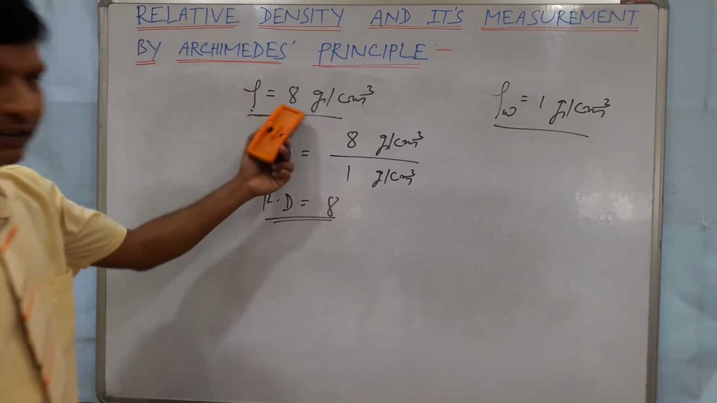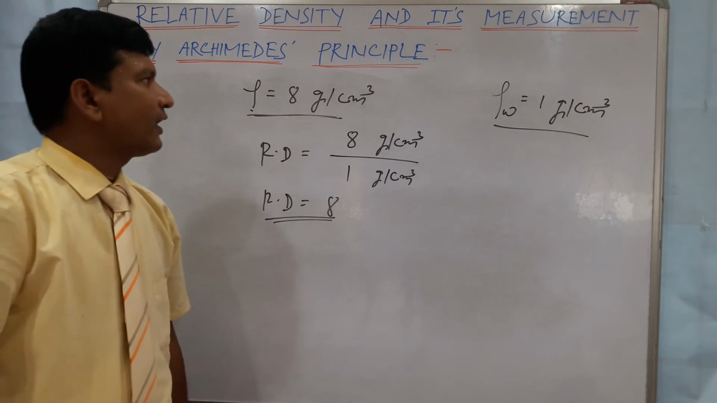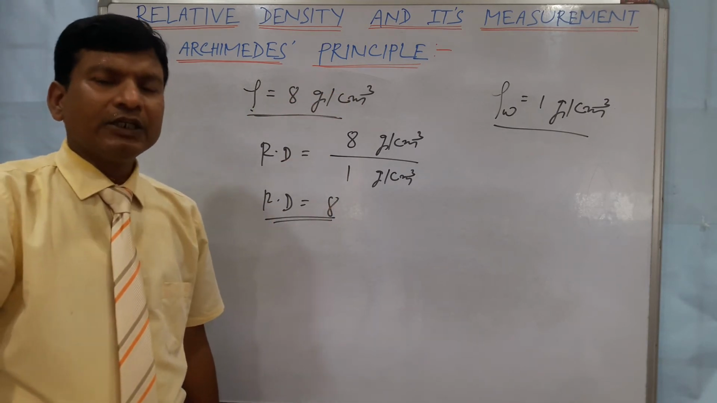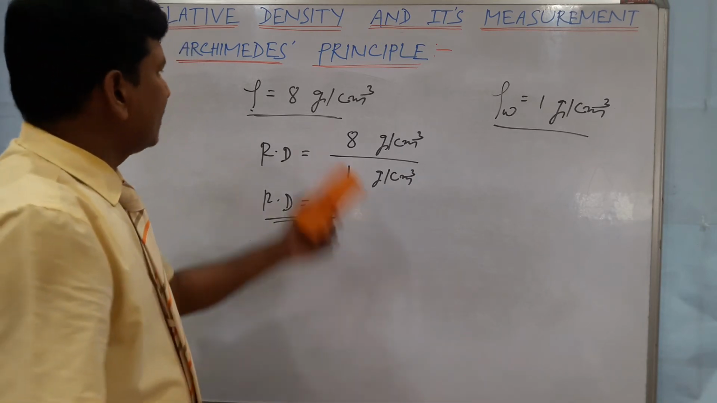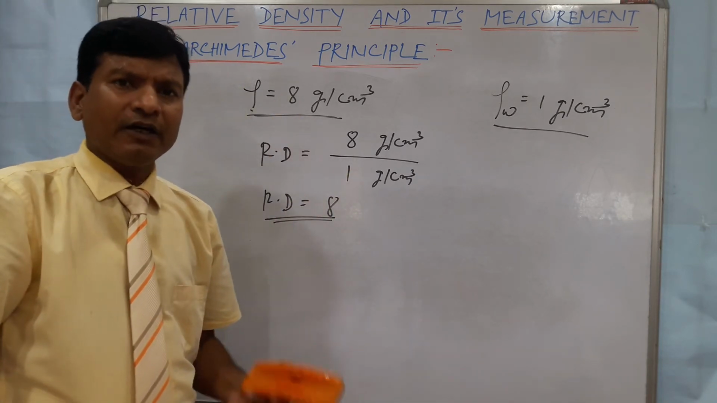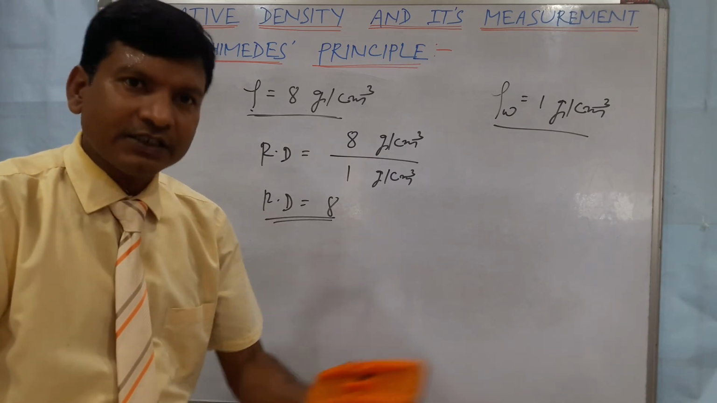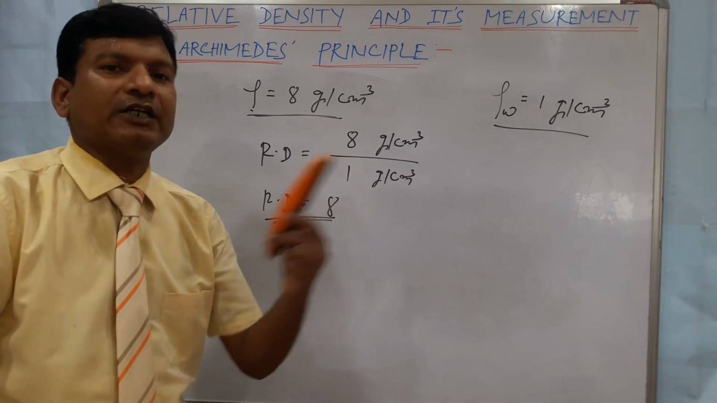8. What was the density of the substance? 8 gram per centimeter cube. Now what is the relative density of the substance? 8. So here do remember that the numerical value of the density of a substance in the CGS unit is the relative density of that substance.